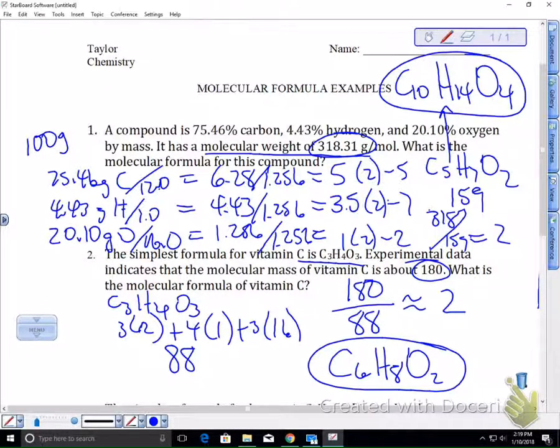All right, that's molecular formula. It's pretty simple once you know how to figure out the empirical formula. But remember, we have to get that molar mass in the lab, and then we're just checking our empirical formula to that lab information to see what the real world formula would be.